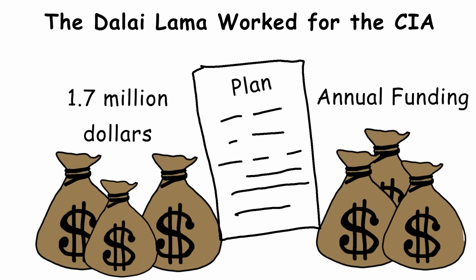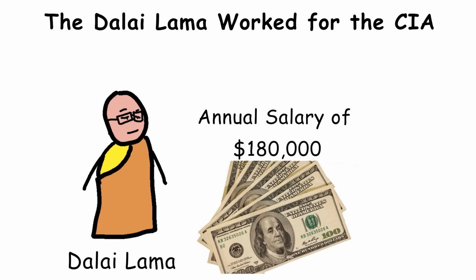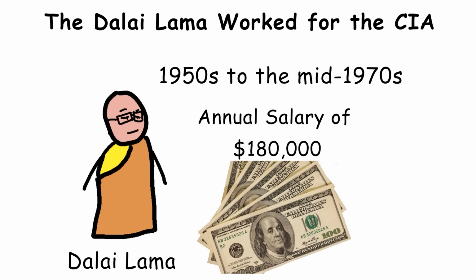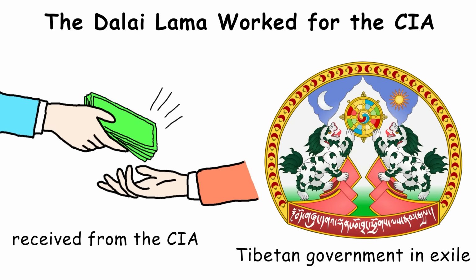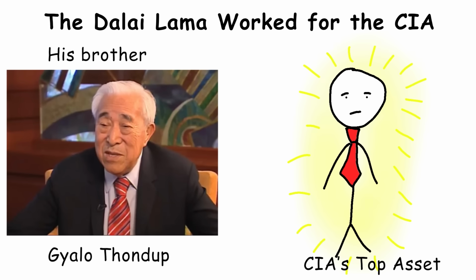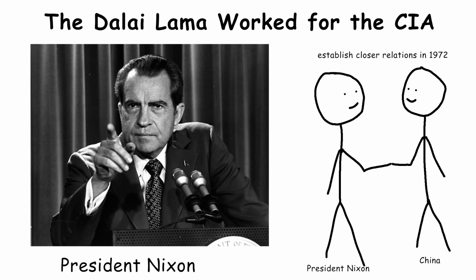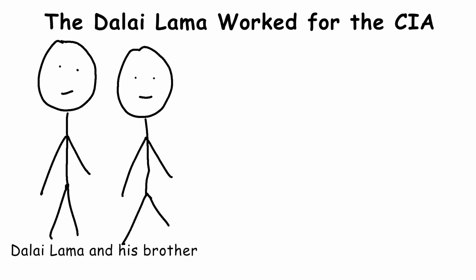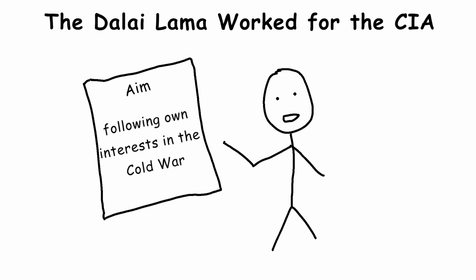The plan reached $1.7 million of annual funding, and the funny thing is that the Dalai Lama himself received an annual salary of $180,000 from the late 1950s to the mid-1970s, even though he stated that he used most of the funds received from the CIA to finance the activities of the Tibetan government in exile. His brother, Gyalo Thondup, was also considered a CIA top asset. The program ended after President Nixon visited China to establish closer relations in 1972, but the Dalai Lama and his brother thought that this demonstrated that the US didn't care about genuinely helping the Tibetan people, but that they were following their own interests in the Cold War.